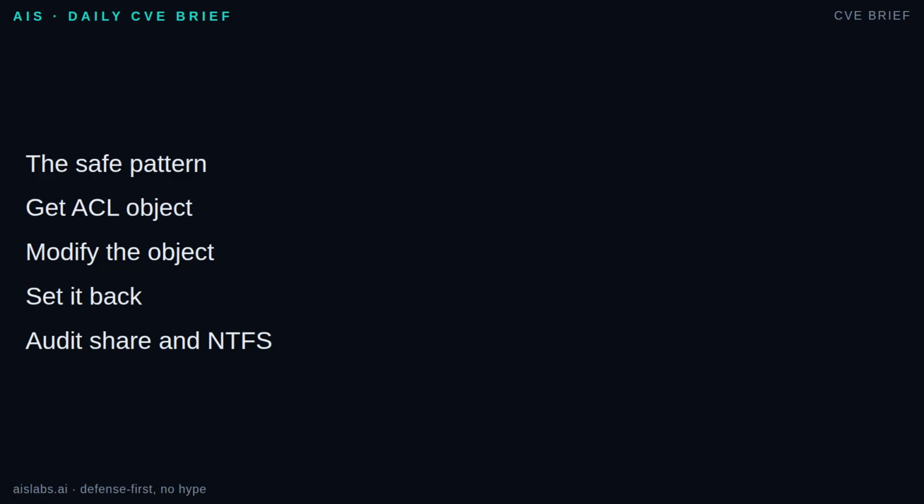Effective access is the most restrictive result of share permissions and NTFS permissions. Full control on the share does not beat read on NTFS. Change on NTFS does not beat read on the share. Most access denied tickets are one layer contradicting the other.